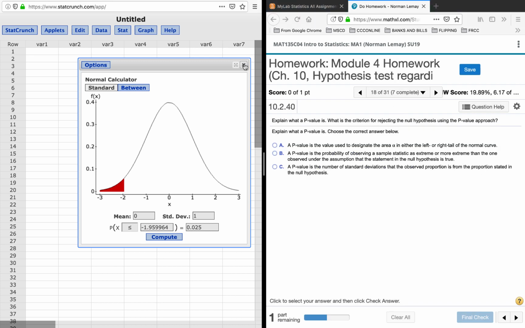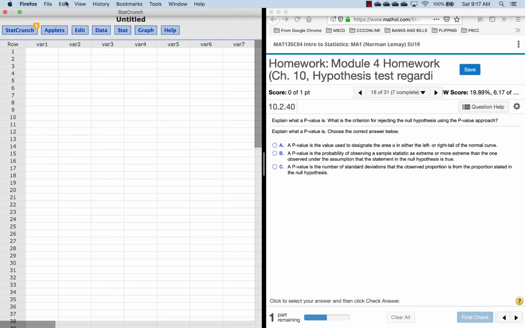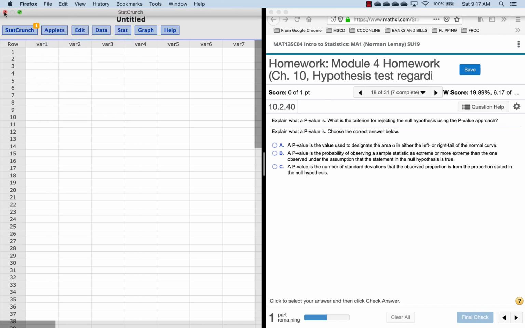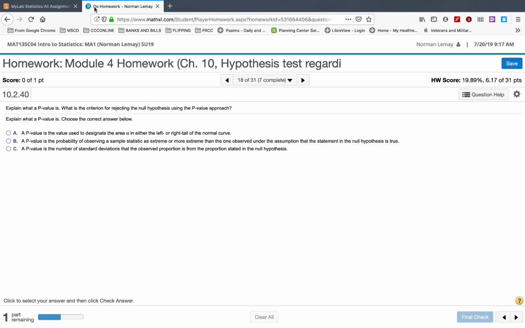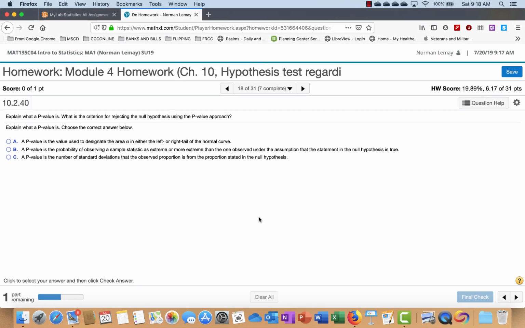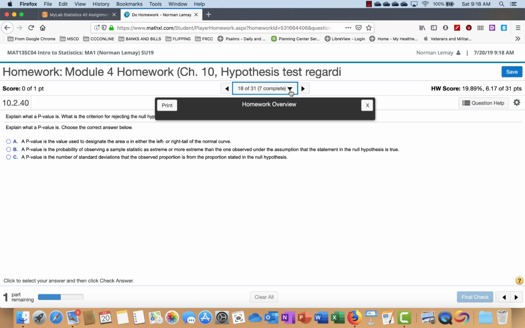I'm going to close this window real quick. Close this window real quick. And sorry for all the dancing here. Now I'd like to jump up to this exercise here.